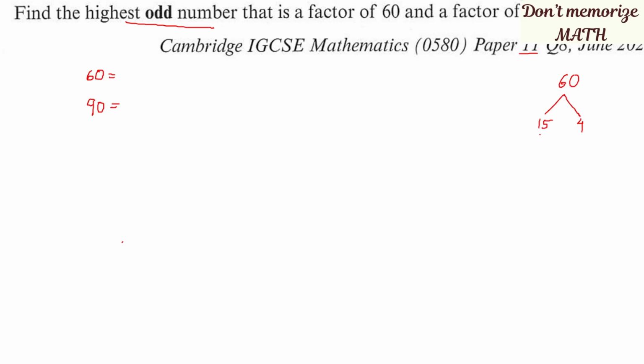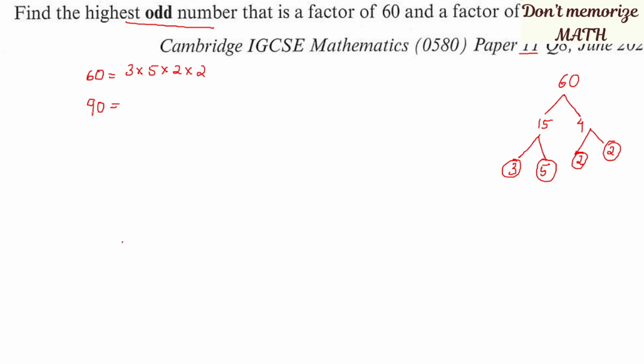So 15, how can we split 15? You can split it as 3 times 5. How can we split 4? You can split it as 2 times 2. So you can see 3, 5, 2 and 2 are prime numbers, and they are factors of 60. So we will write 60 as 3 times 5 times 2 times 2.